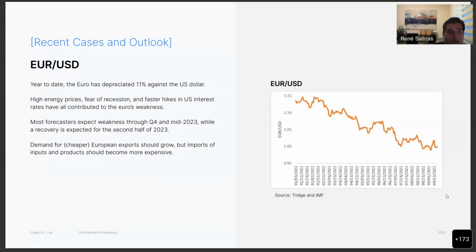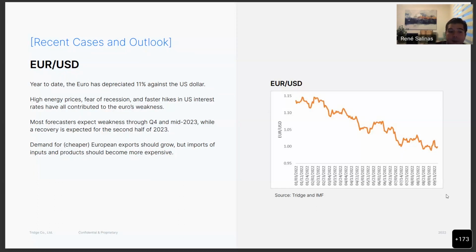So first, let's look at the euro. As you can see in this graph, the euro has depreciated 11% against the US dollar so far this year. High energy prices, fear of recession, and of course, faster hikes in the US interest rates have all contributed to the euro's weakness. This weakness is expected to remain in place for the upcoming months.